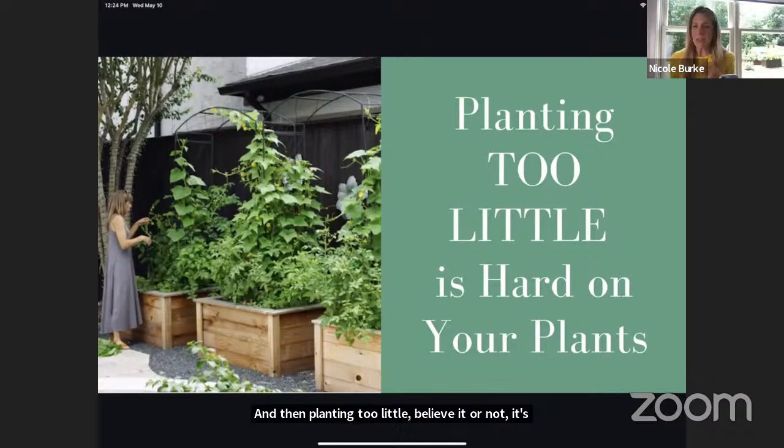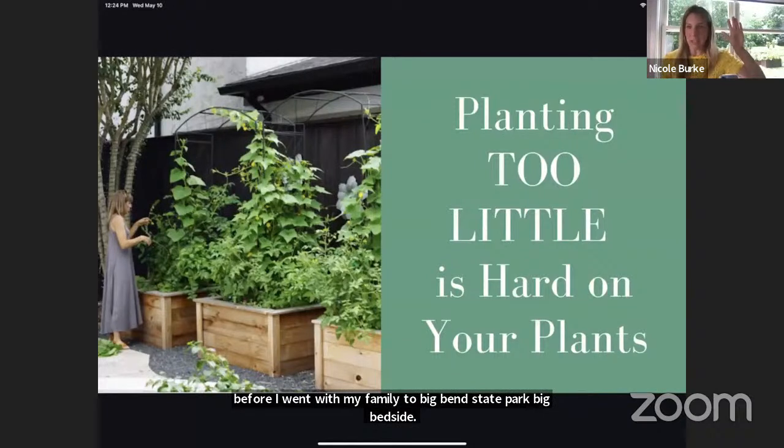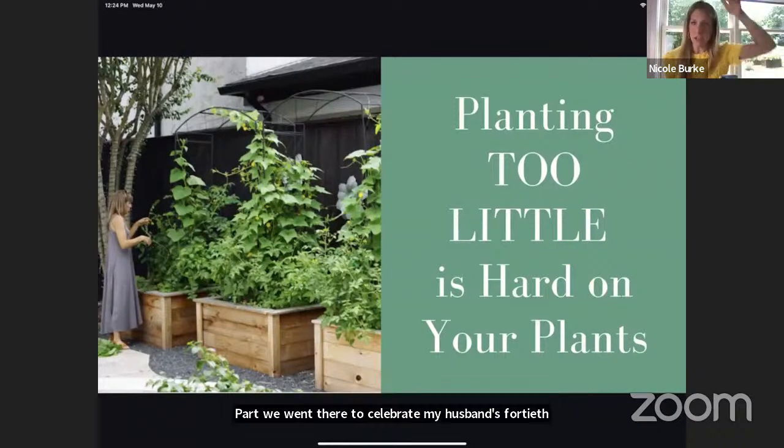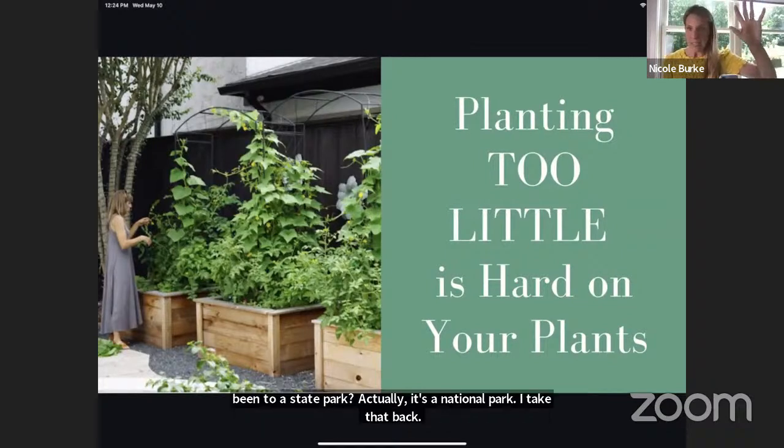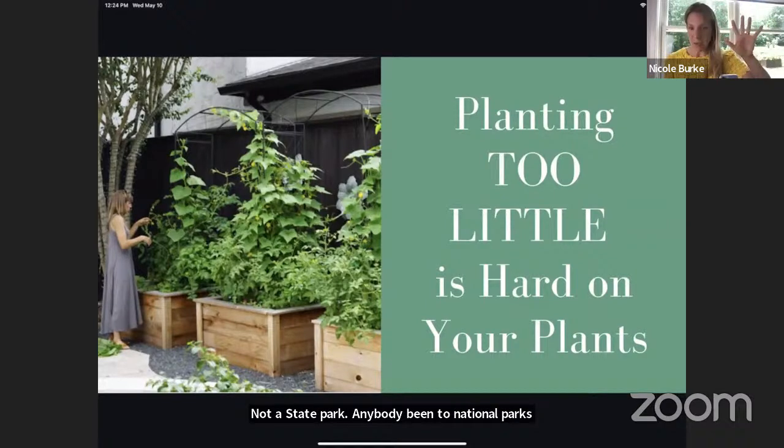I'm going to tell you something that's so cool. From when I first started my garden, before I started my garden business, the summer before, I went with my family to Big Bend National Park. We went there to celebrate my husband's 40th birthday. Anybody been to national parks recently? All right. So in Big Bend, they have an extreme desert.